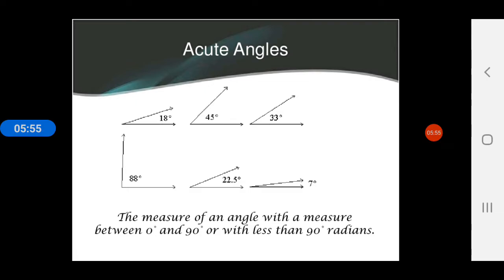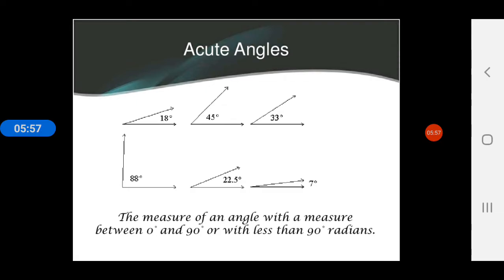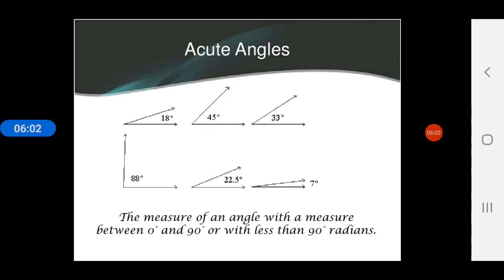Now, acute angles. Any angle which is less than 90 degrees and more than 0 degrees is an acute angle. Here you can see which measures between.